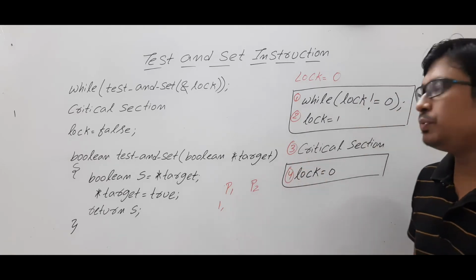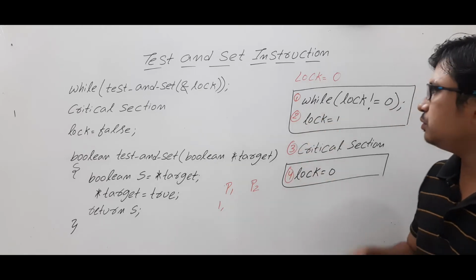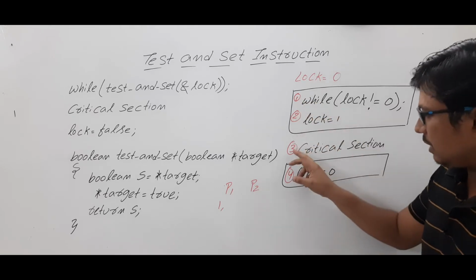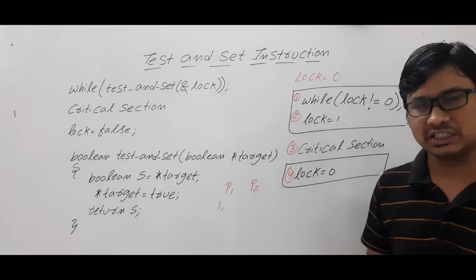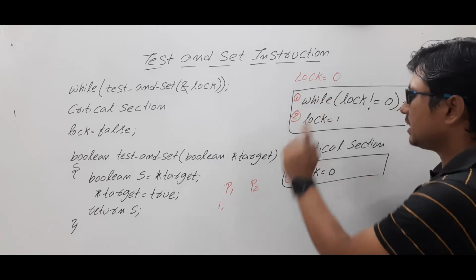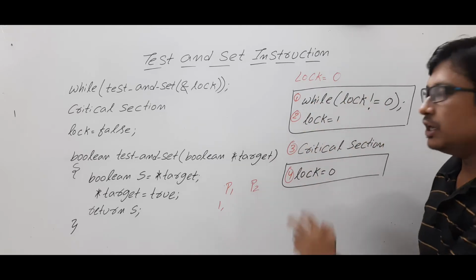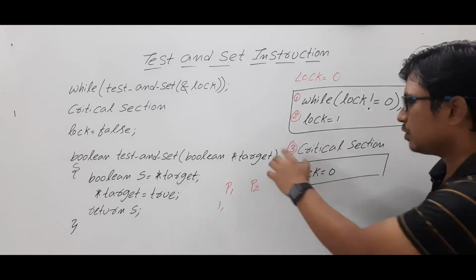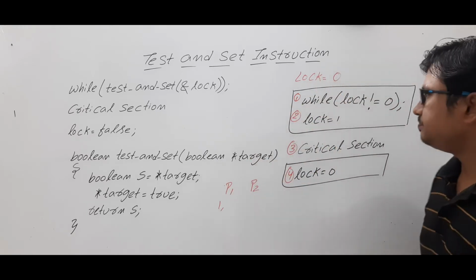Now process P2 wants to enter the critical section. Again, process P2 also should execute instruction 1 and instruction 2, then only it can execute instruction 3, and then only instruction 4. Look here, process P1, after executing the first instruction, was about to change the lock variable to 1, but it was preempted. So still the lock variable value is equal to 0.